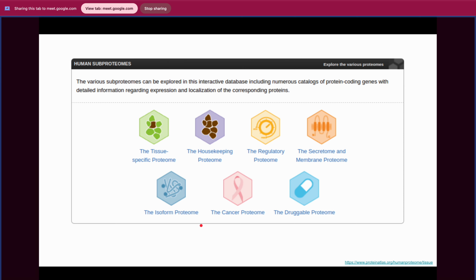It will tell me all the isoforms which are expressed by that gene. So in that case, I can target them or I can study them in detail. Then the cancer proteome and the druggable proteome, for which the drug target information is available and which are the drugs which will attack those targets. So all those informations come under subproteome.